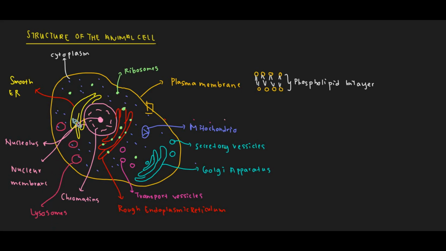For example, if we have a damaged smooth endoplasmic reticulum, the lysosomes would digest it and remove it so that a new smooth endoplasmic reticulum can be built by the cell itself.